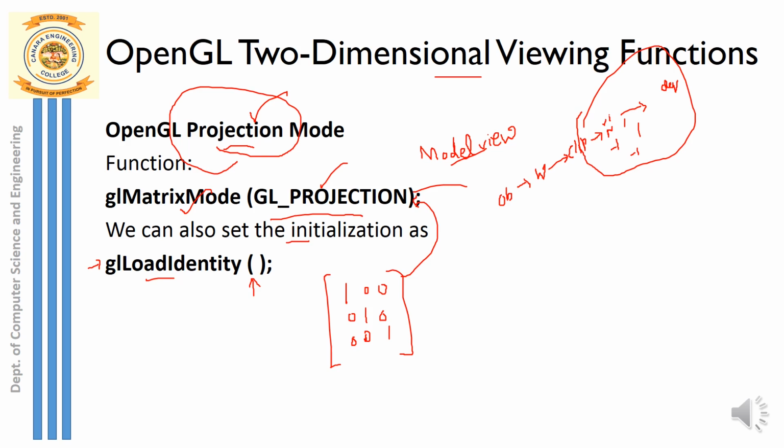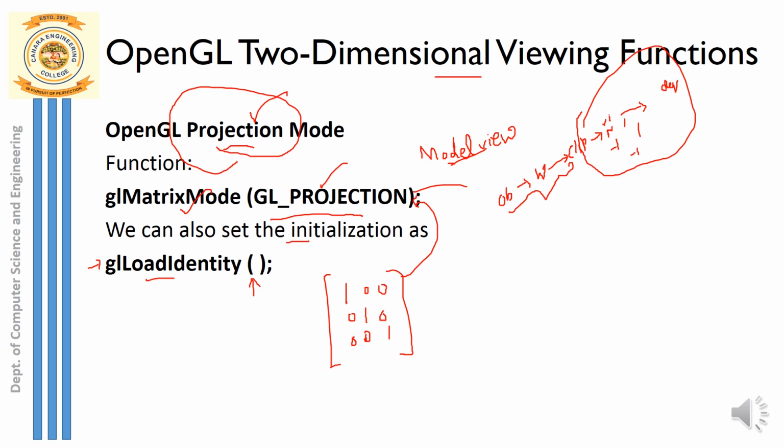I was also mentioning one more mode, that is model view mode. What is that? That is nothing but the first stage, that is mapping the object onto the clipping coordinates or onto the clipping window. So mapping the object to the world and then the world to the clipping window.